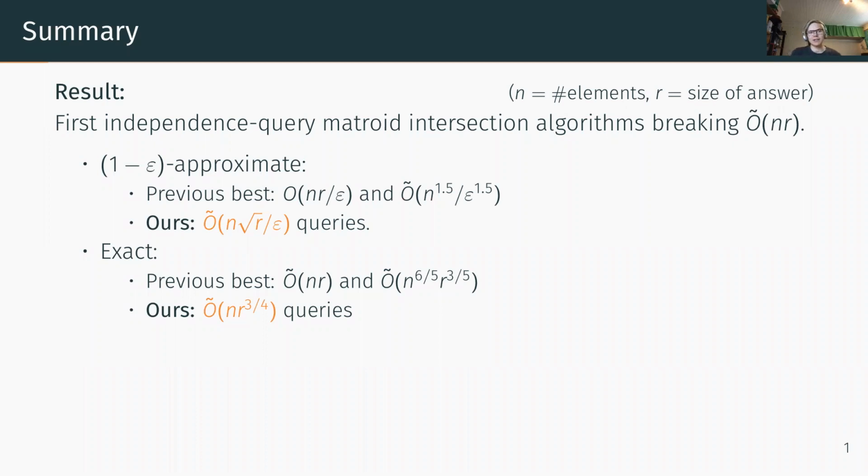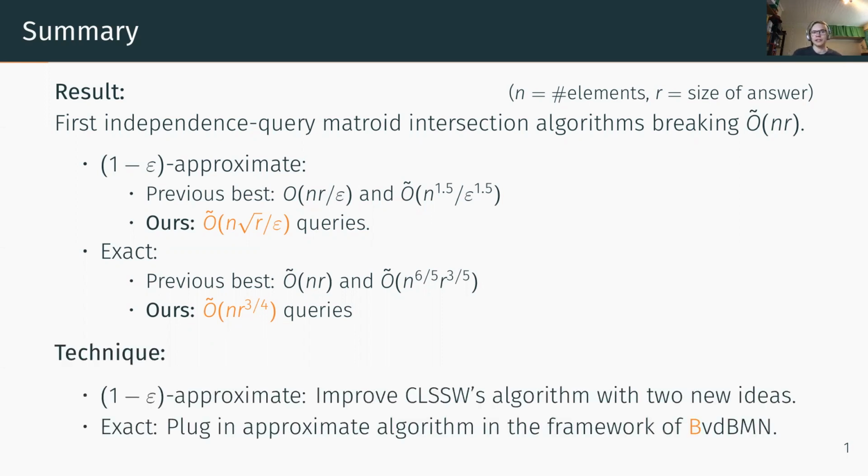In the approximate case, we give an n squared r divided by epsilon query algorithm, and in the exact case, we give an n times r to the 3/4 query algorithm. Note that both these algorithms beat the O(nr) bound as well as the other previous state-of-the-art algorithms for the full range of n, r, and epsilon.